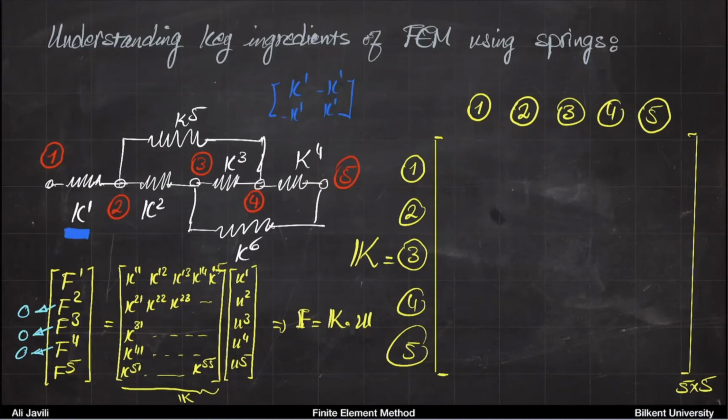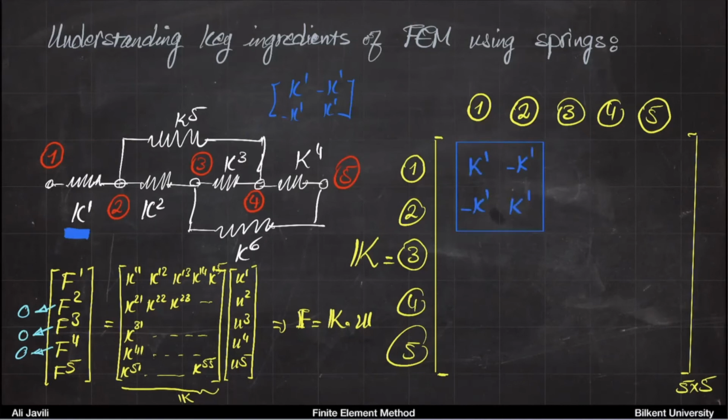So let's say if you think of this square, this is what we want to do. This is where 1 and 2 should enter, right? So you put K1 here, minus K1, minus K1, and K1.